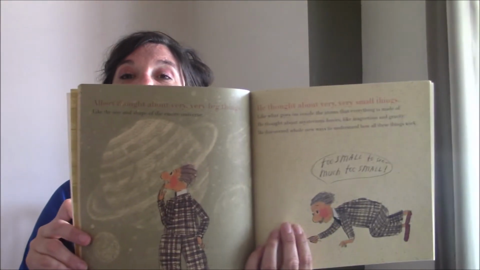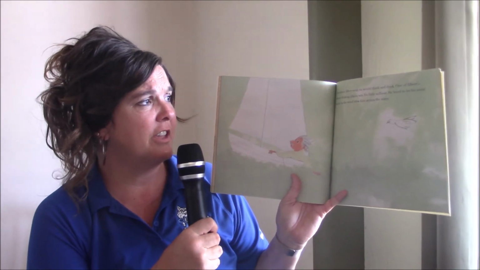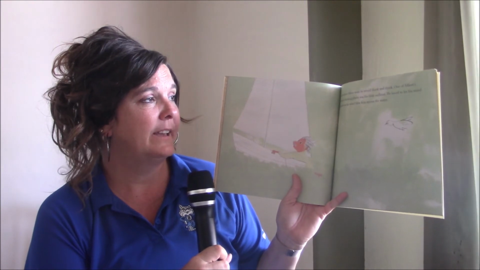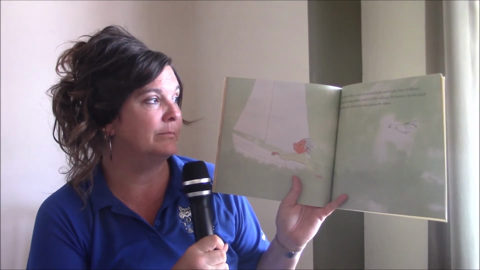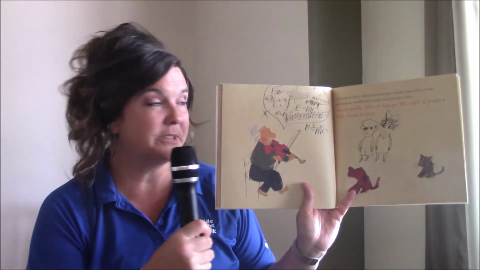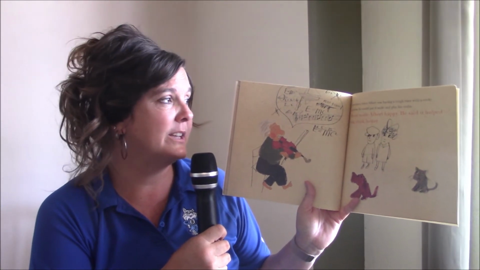So Albert Einstein as a scientist, exploring different thoughts. Everywhere that Albert went, he would think and think and think. And one of Albert's favorite thinking places was in his little sailboat. He loved to let his mind wander as the wind blew him across the water. Sometimes, when Albert was having a tough time with a tricky problem, he would put it aside and he would play his violin. Music always made Albert happy. He said it really helped him think better.